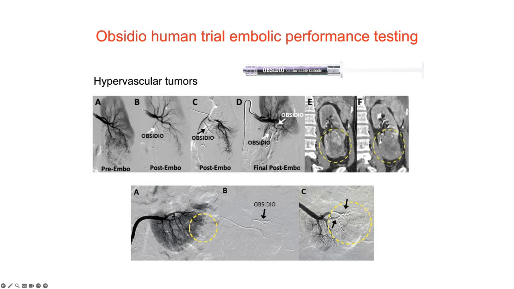And then once you apply Obsidio, you can actually reduce, get rid of a lot of this stuff and be able to treat a lot of different applications. So the hypervascular tumor is one set of applications that are happening, but there's other things like aneurysms and other things that are happening right now using this sort of material.